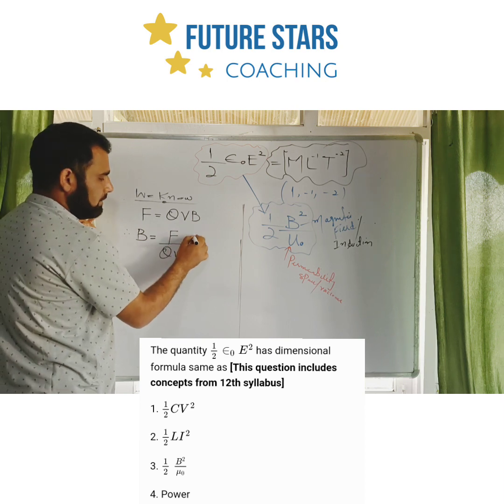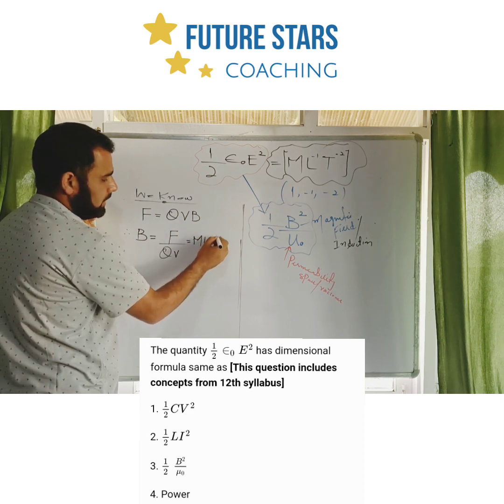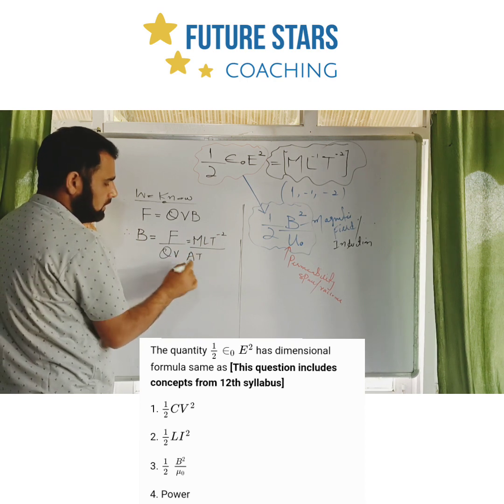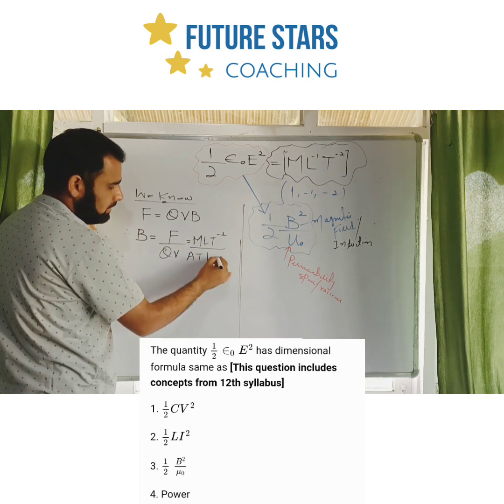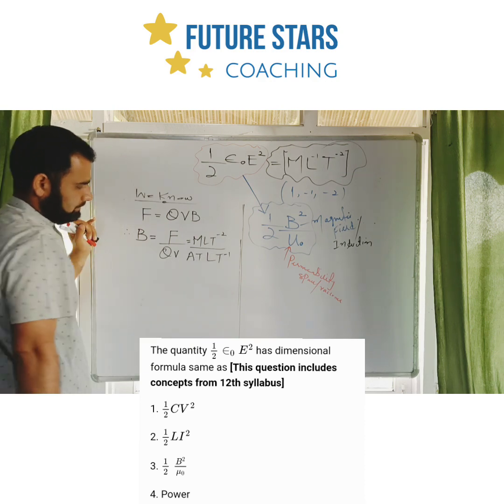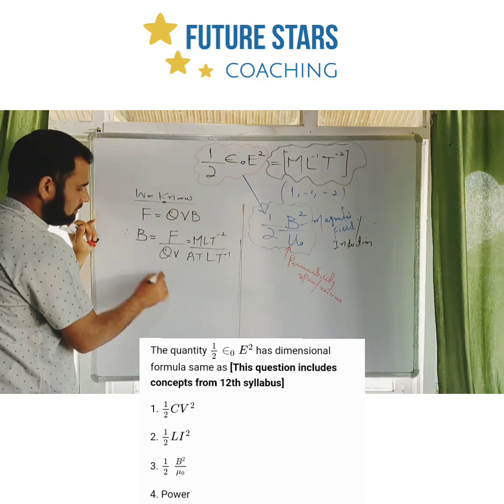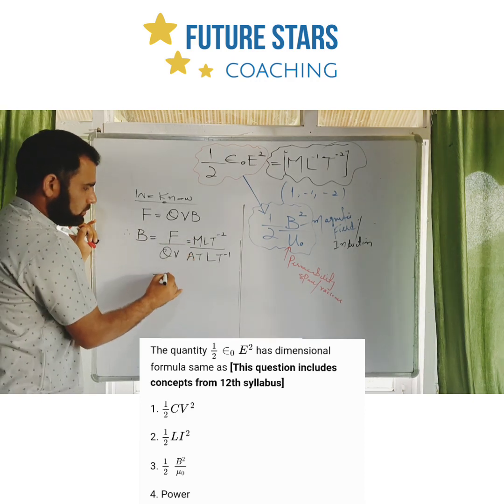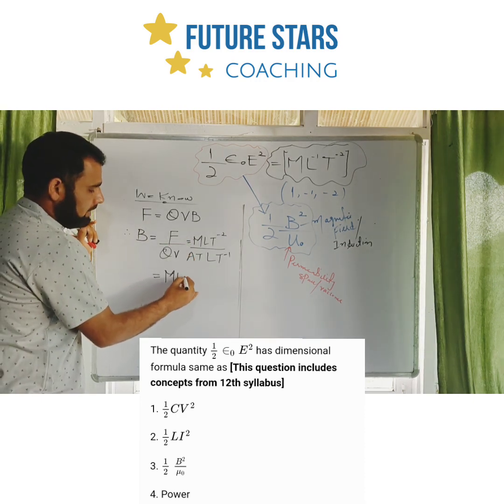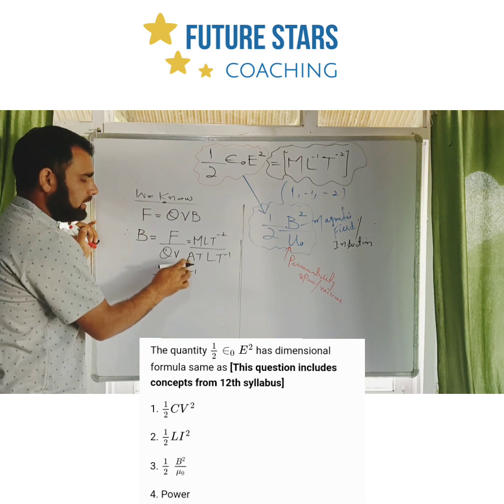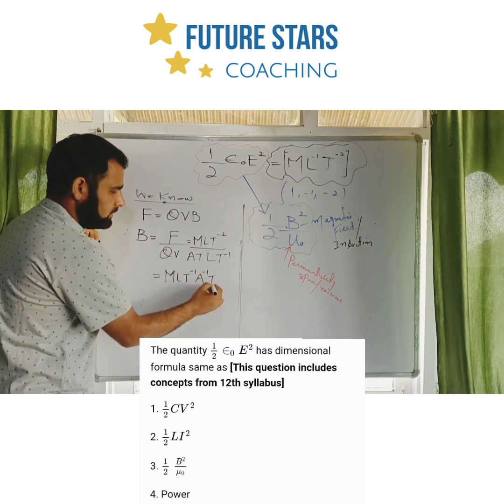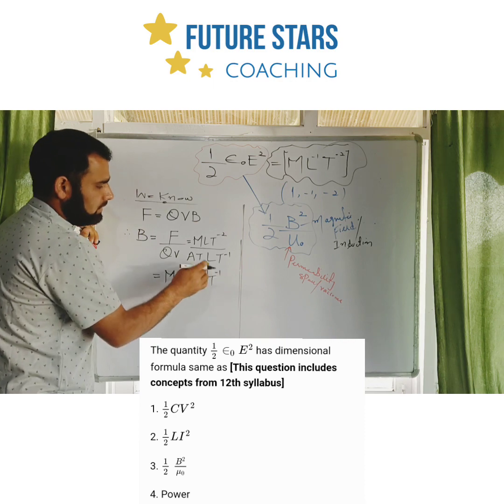Now force has the dimensional formula MLT minus 2. Q, the dimensional formula of charge, is AT. Velocity has its dimensional formula LT minus 1. So here we can calculate the dimensional formula of this magnetic field induction, or simply the magnetic field. So it is M LT minus 1. Shifting this A to the numerator, it is A raised to power minus 1. Shifting this T, it is T raised to power minus 1.